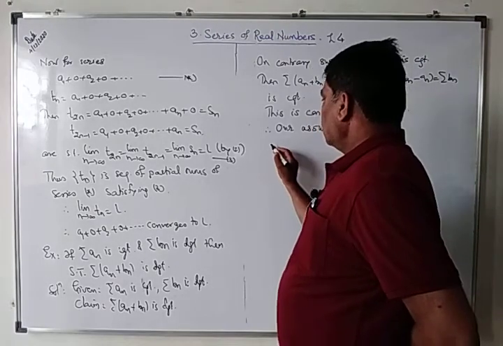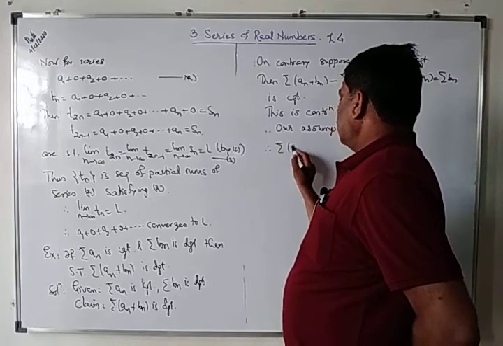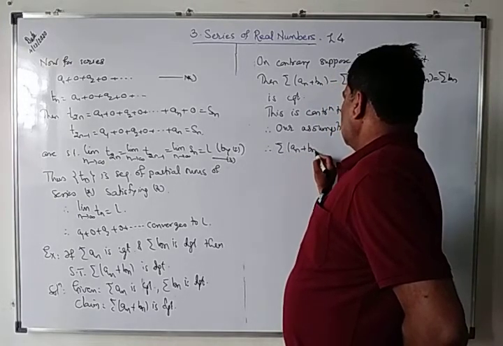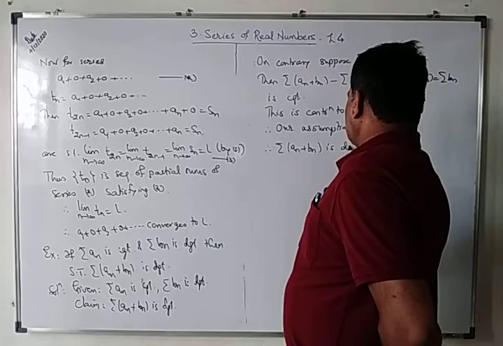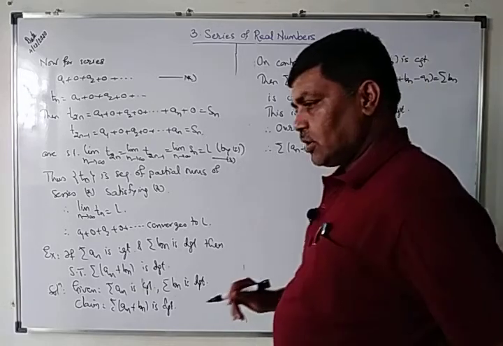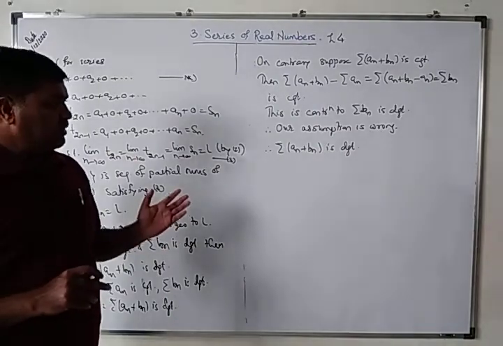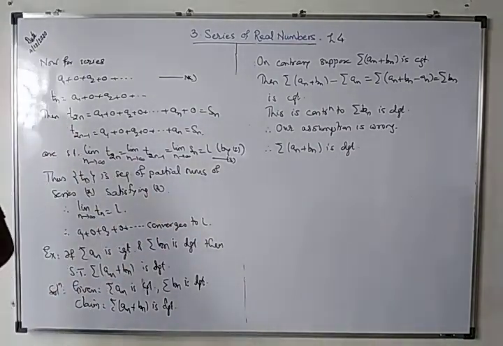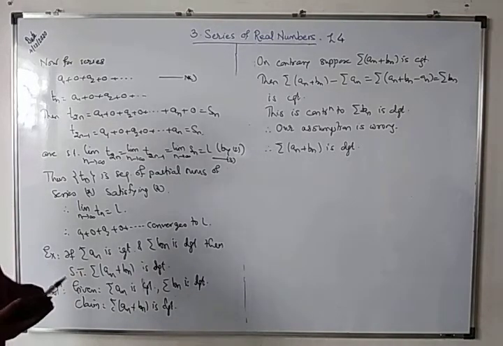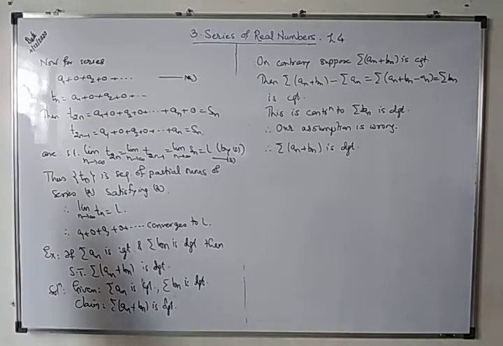And therefore, summation of an plus bn is divergent. So, the sum of one convergent and one divergent series is always divergent. Okay. Next example.